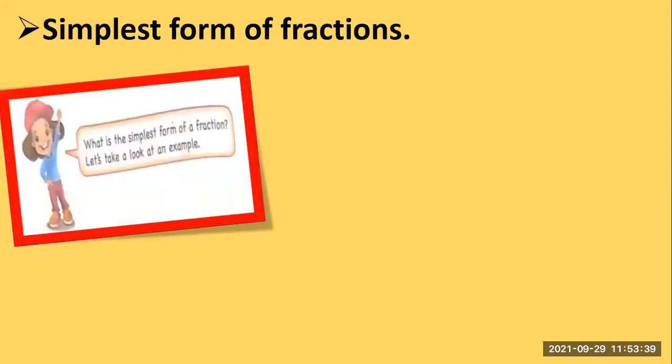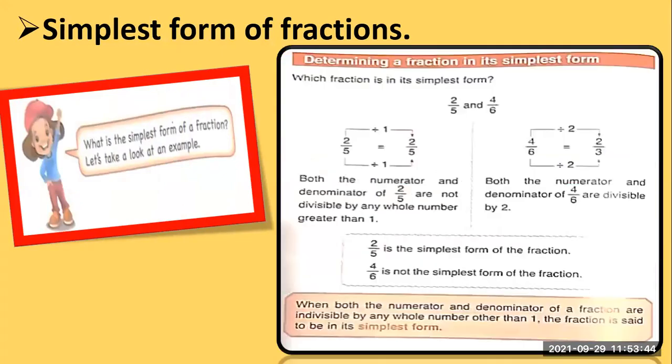Okay, simplest form. So as you can see here, what is the simplest form of a fraction? So let's take a look at an example here. 2/5, divide by 2, and then plus 1, right? So you can see here the example. Which fraction is in its simplest form? 2 over 5 or 4 over 6? So as you can see here, this one is already in simplest form.